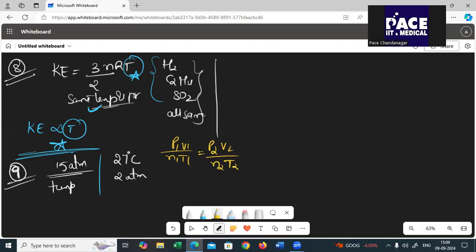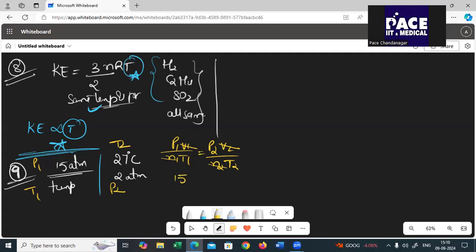Okay, pressures, you're given this is P1, this is P2, we have T1 and T2. So volume remains the same because it is definitely the same cylinder we are talking about. So volume is the same and number of moles also the same. They are not going to change. So P1 by T1 equals P2 by T2.